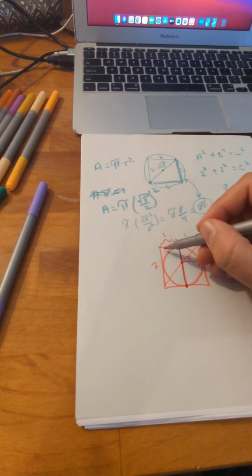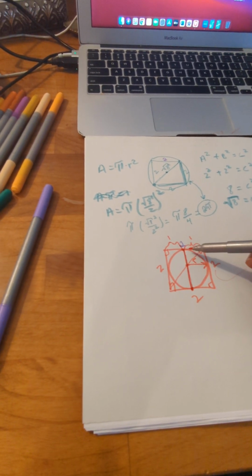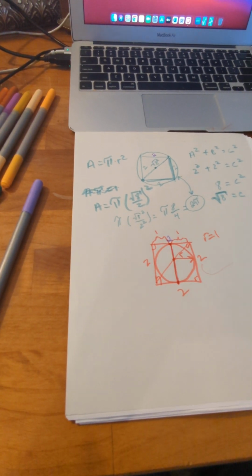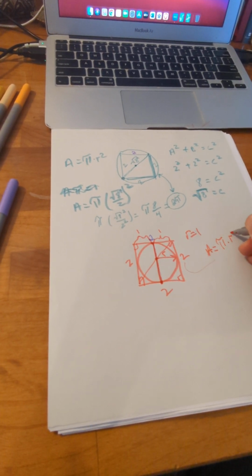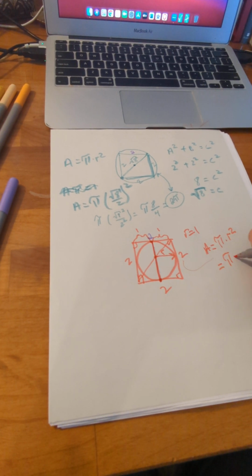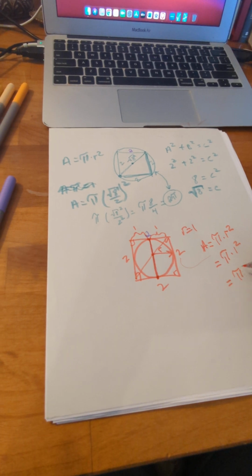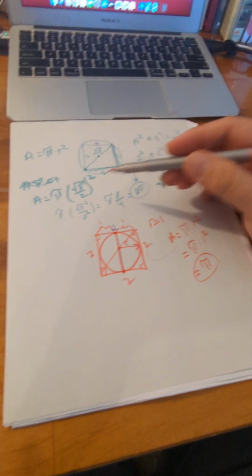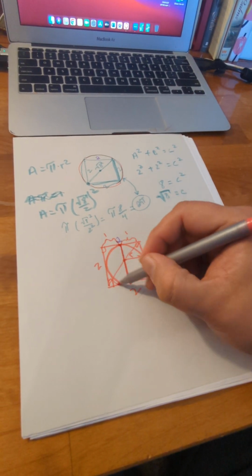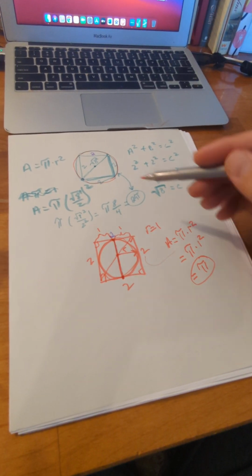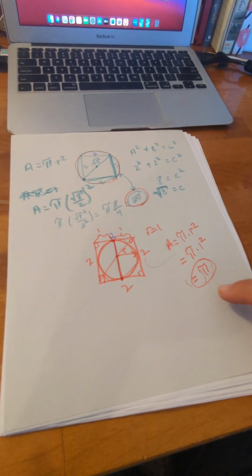This is the same square. All 4 sides are 2. And so my radius is 1. I use the same equation, pi times radius squared. That's pi times 1 squared. 1 squared is 1. Pi times 1. So it's just pi. So what's interesting is if you have the same square and you put the circle around it and the circle inside of it, the area of the circle around it is twice as big as the area of the circle inside.